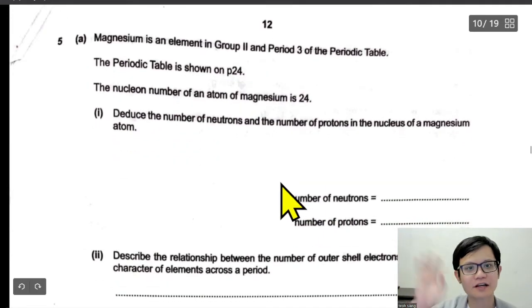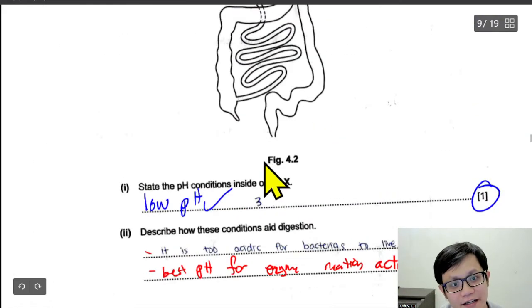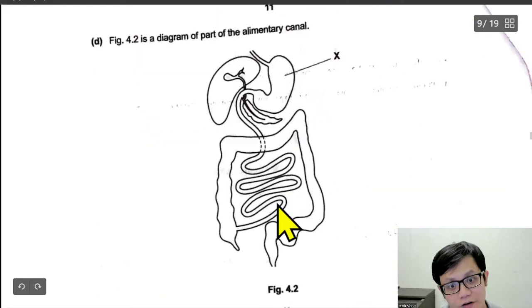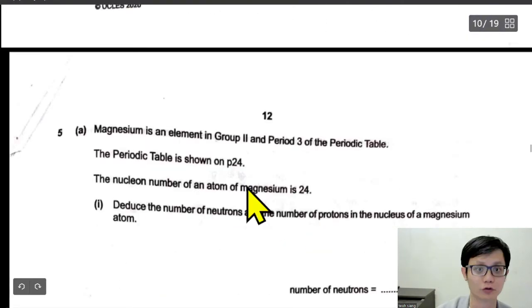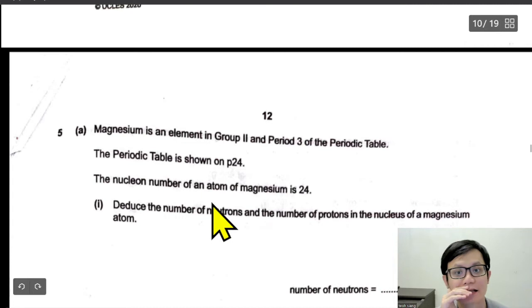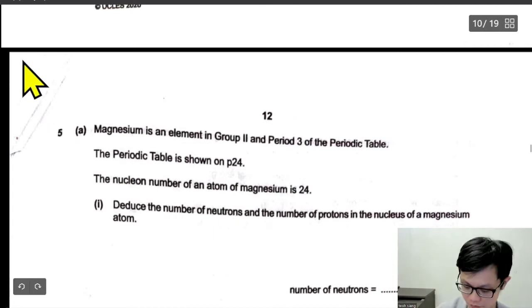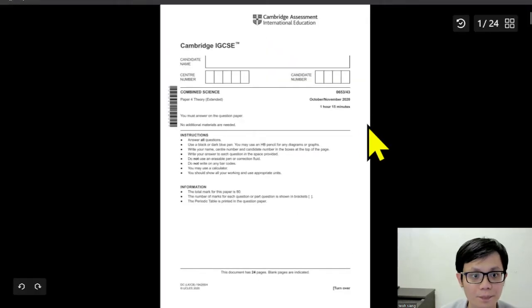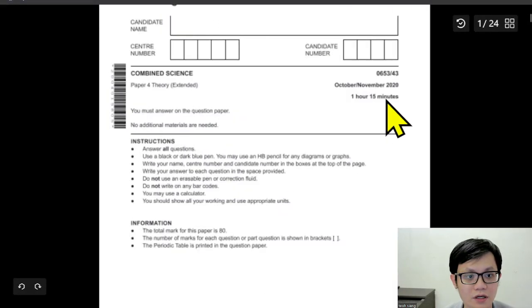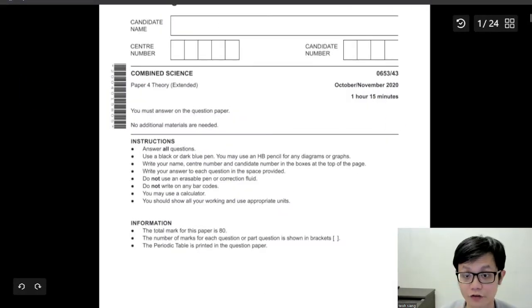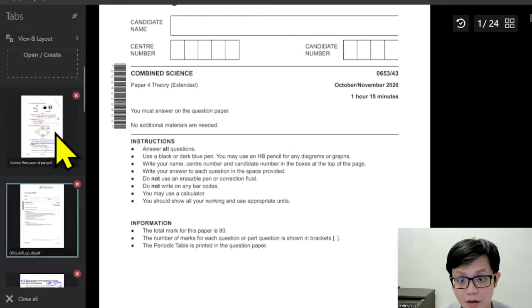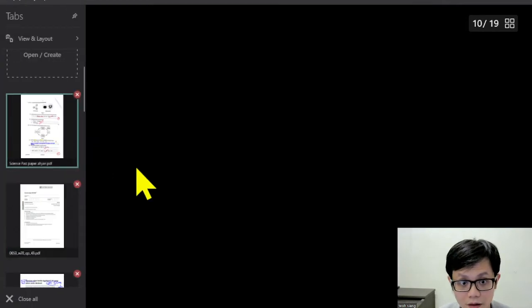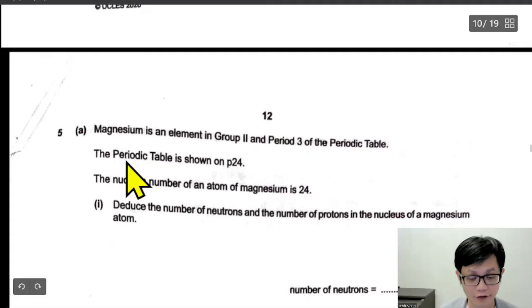Okay, so hi students. Previously we already did until here, question number 4. So today we are going to do question number 5. This will be October 2020 paper variation 43. Let's move on to question number 5.